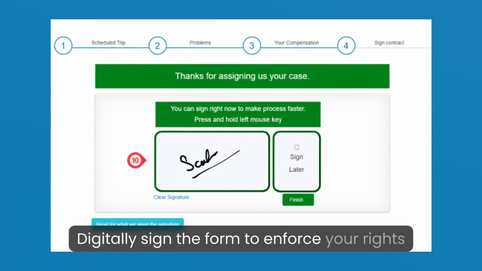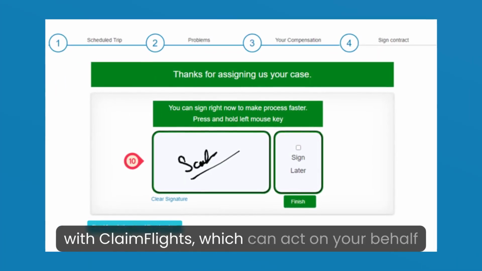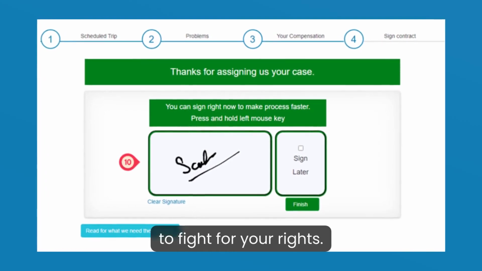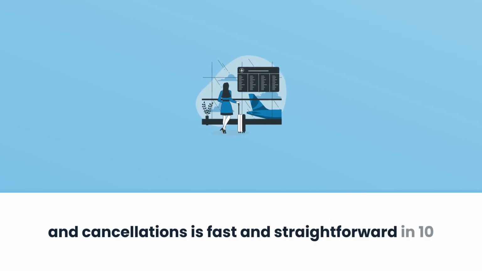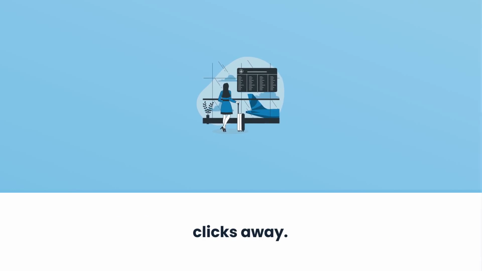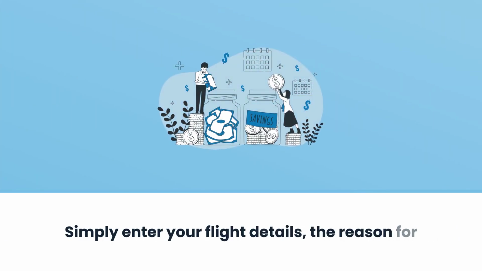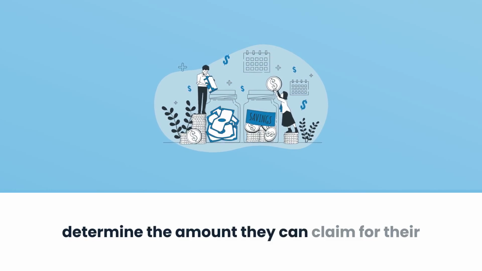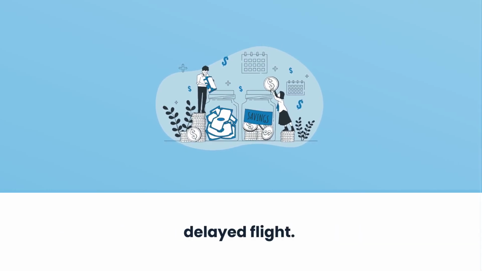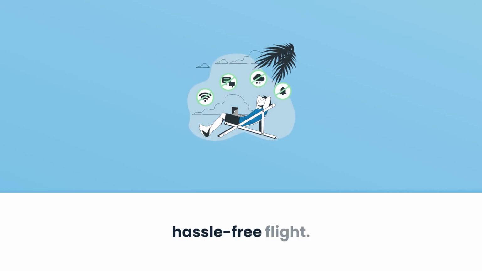Digitally sign the form to enforce your rights with ClaimFlights, which can act on your behalf to fight for your rights. With ClaimFlights, claiming compensation for your flight delays and cancellations is fast and straightforward, just 10 clicks away. Simply enter your flight details and the reason for the delay, and the calculator will help passengers determine the amount they can claim for their delayed flight. Start today and reclaim your right to a hassle-free flight.